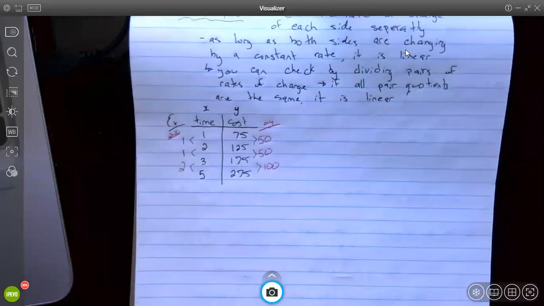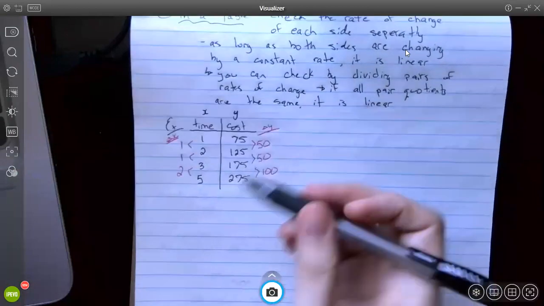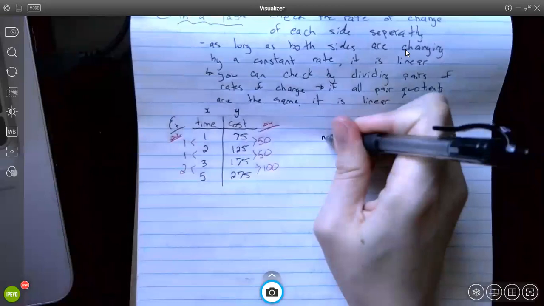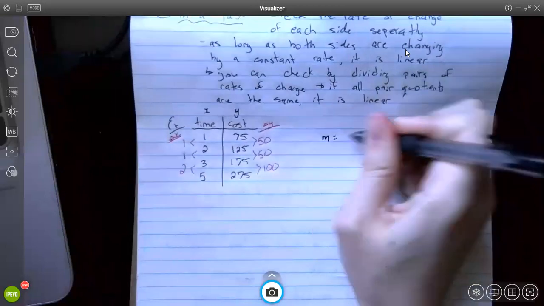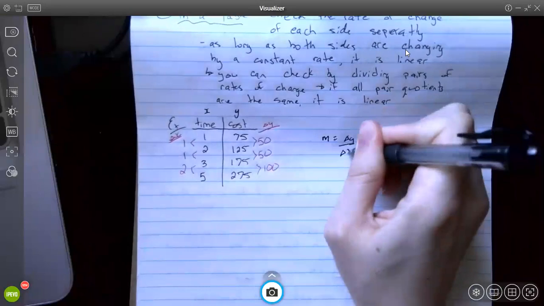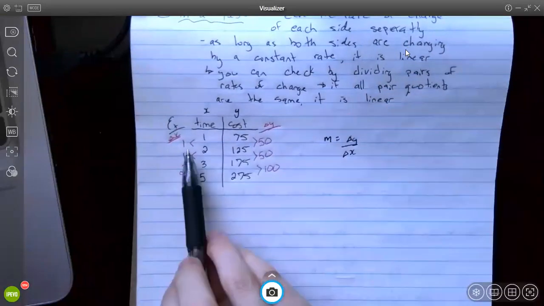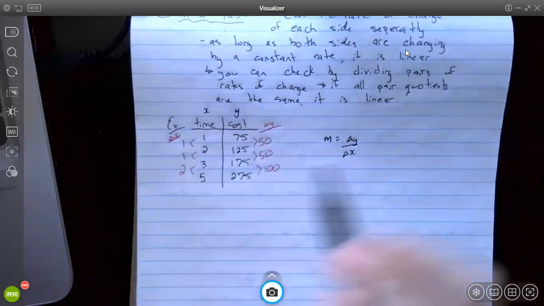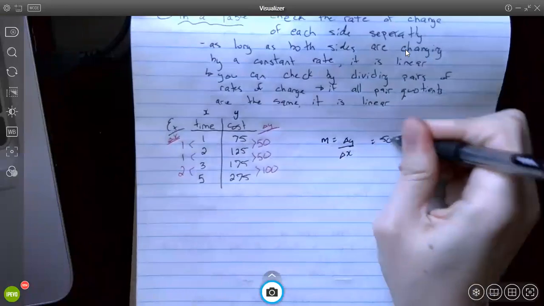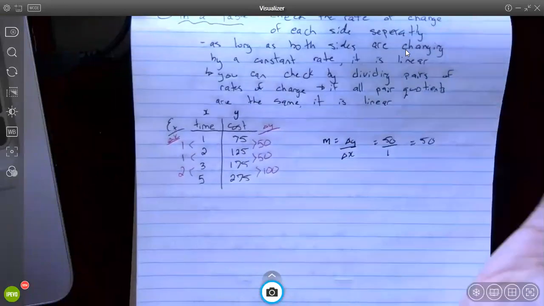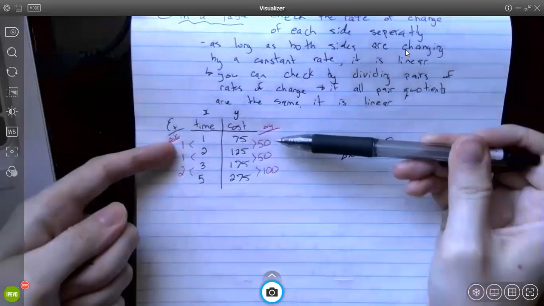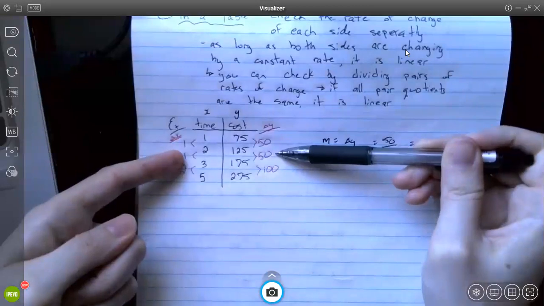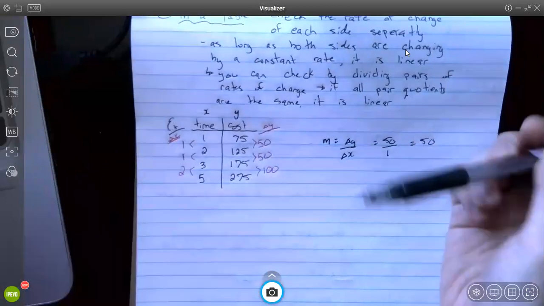And so we do that by saying, okay, I'm going to take the first two rates of change and I'm going to divide them because our rate of change is delta Y over delta X. So if I take those first two numbers, my delta Y is 50, my delta X is 1, so that would be 50 over 1, which is 50. That's my rate of change for the first pair. The second pair are the same, so that would be my rate of change for them as well. Let's try the third pair.